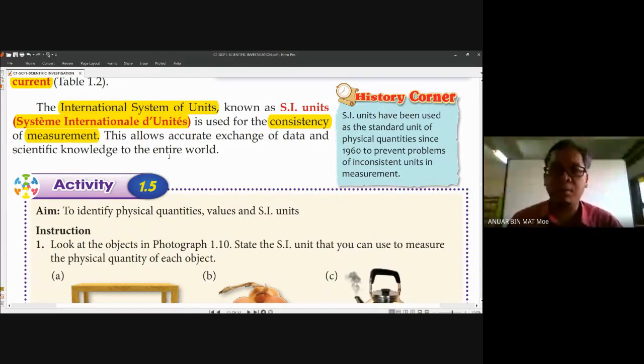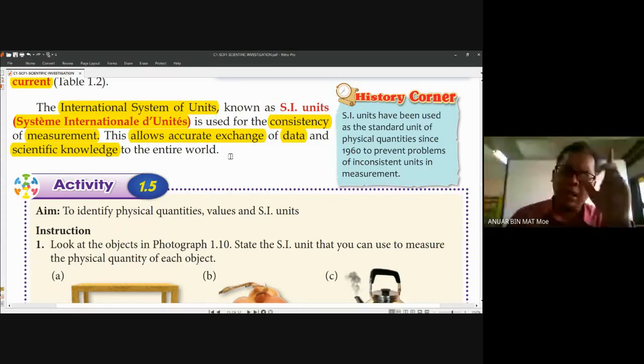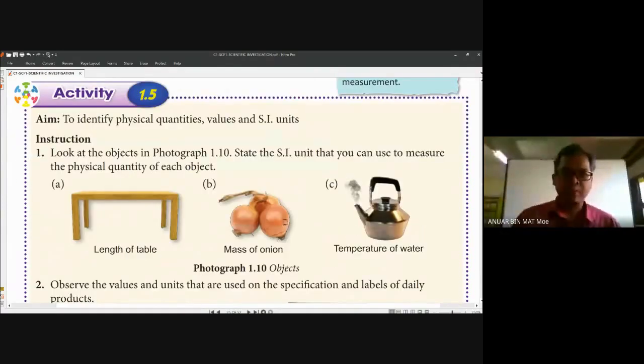Okay, I can continue here. To allow accurate exchange of data and scientific knowledge, meaning that 1 meter here is the same as 1 meter all over the world. Okay, that's why we use SI unit. Any problem? Is it okay?